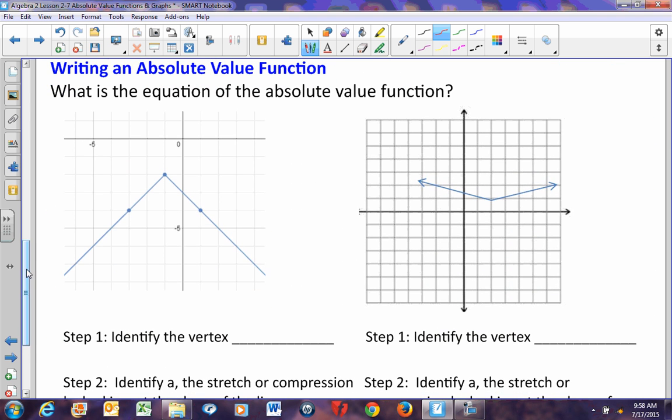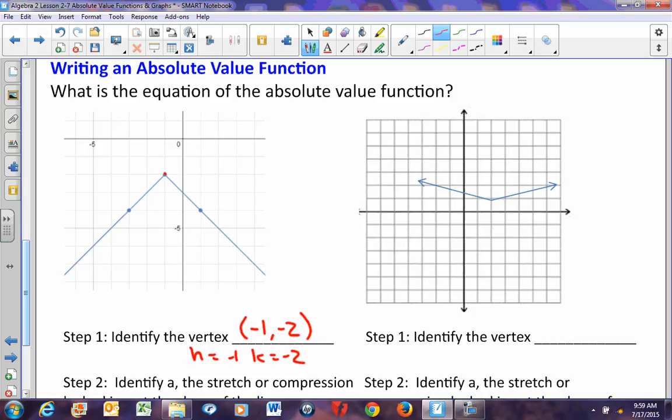Can we write an absolute value function if we're given a graph? Here are 2 graphs. We're going to write the absolute value function for these graphs. The first thing you want to do is identify your vertex. That's the easiest thing to do. If I look at this point right here, this is at -1, -2. So the vertex is -1, -2, which means h equals -1 and k equals -2.